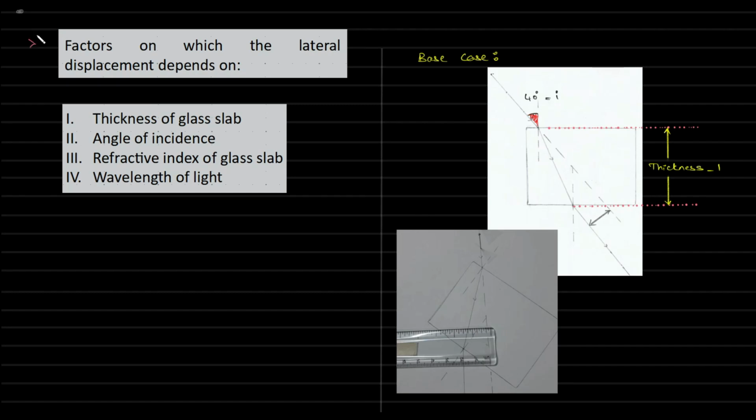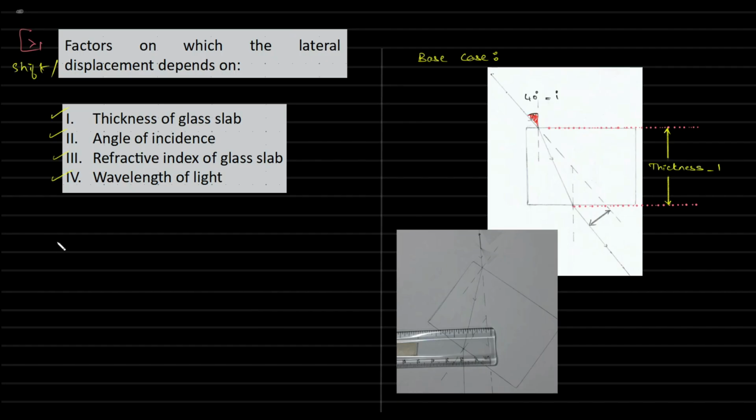Factors on which the lateral displacement depends. So this is what we are trying to learn. Lateral displacement or lateral shift, both mean the same. There are four factors which we are listing: thickness, angle of incidence, which are the main things that they will ask, refractive index and wavelength of light. You need to keep this in mind. So these are the factors.